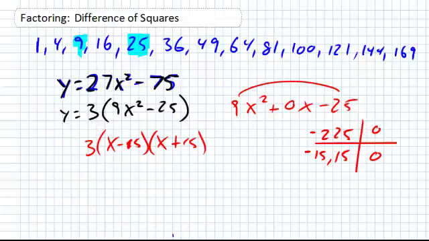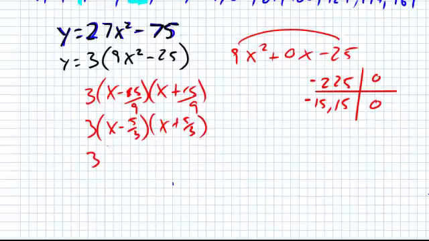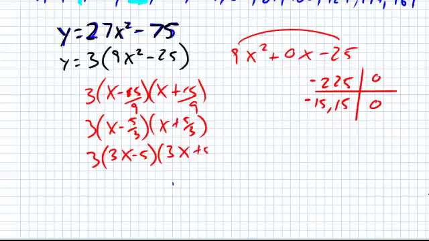Our leading coefficient is 9, so divide everything by 9. 15 over 9 simplifies to 5/3, so it's 3 times x minus 5/3 times x plus 5/3, which again simplifies down to 3 times 3x minus 5 and 3x plus 5. Alright, that's the long way. That's the rainbow method. It does work. It's just kind of time consuming, and there's a pattern that I want to point out.